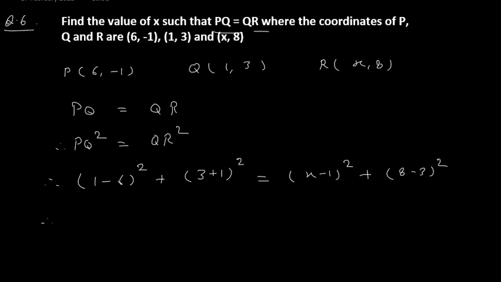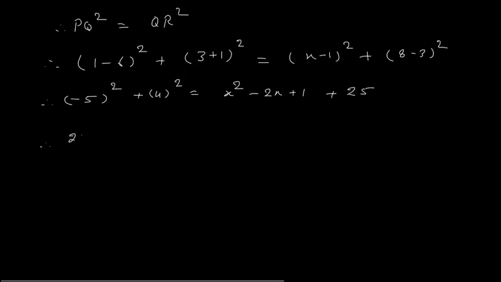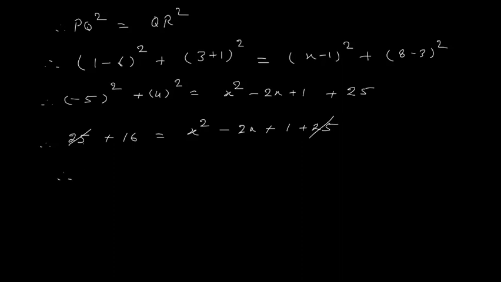So therefore it will become (-5) the whole square plus 4 the whole square is equal to x square minus 2x plus 1 plus 8 minus 3, which is 5. So 5 square is 25. Therefore I have 25 plus 16 on this side, and on the other side we have x square minus 2x plus 1 plus 25. Now this 25 and this 25 we can cancel. So we have x square minus 2x plus 1 minus 16, which becomes minus 15, is equal to 0.